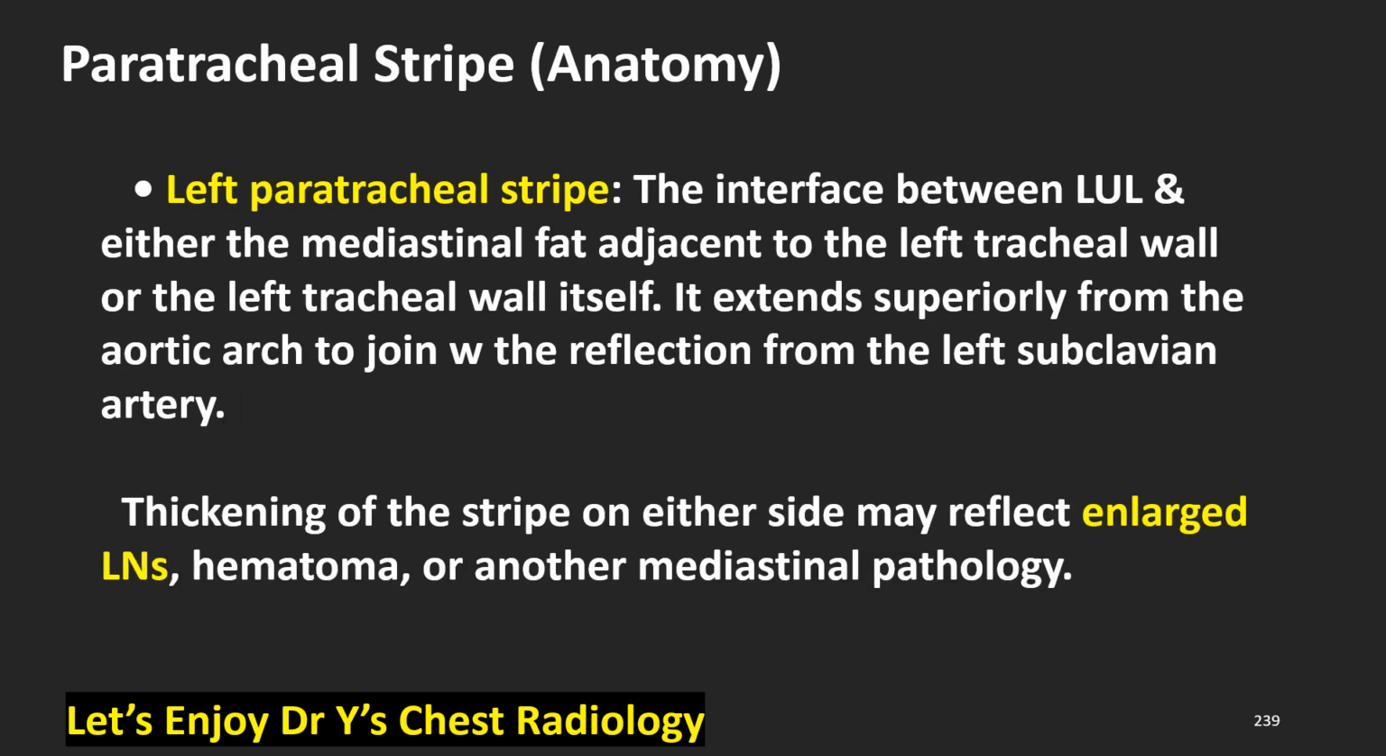Left paratracheal stripe: the interface between left upper lobe and either the mediastinal fat adjacent to the left tracheal wall or the left tracheal wall itself. It extends superiorly from the aortic arch to join with the reflection from the left subclavian artery. Thickening of the stripe on either side may reflect enlarged lymph nodes, hematoma, or another mediastinal pathology.